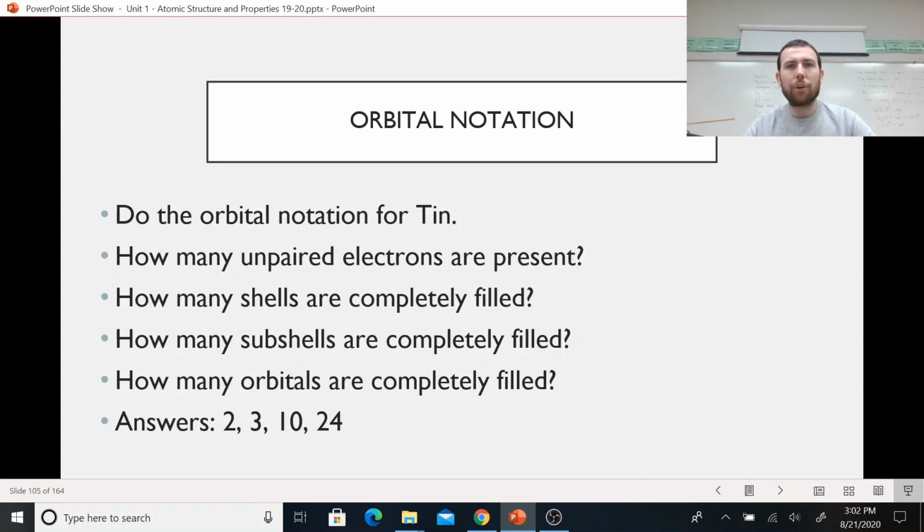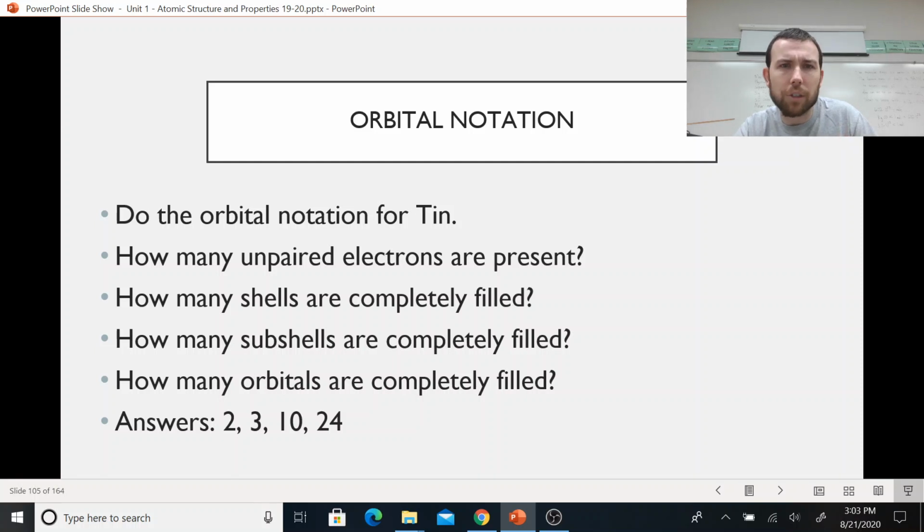Okay, so as we come to a close with this video, here is a practice I want you to take a look at. You've been able to look at electron configurations. You've been able to look at orbital diagrams. And so now I want you to give me the orbital notation for 10. You probably need to write out the electron configuration, then do the orbital notation, and then answer the following questions.